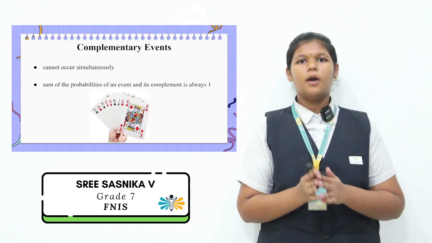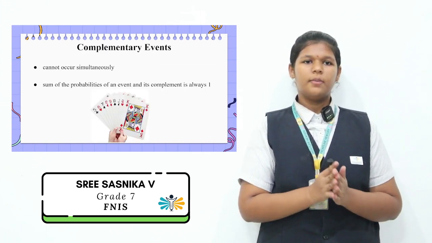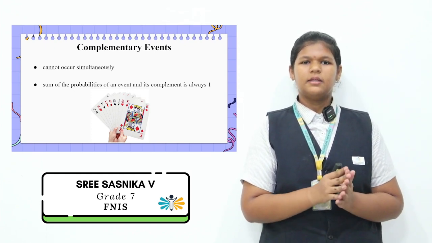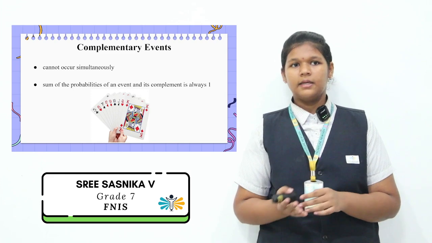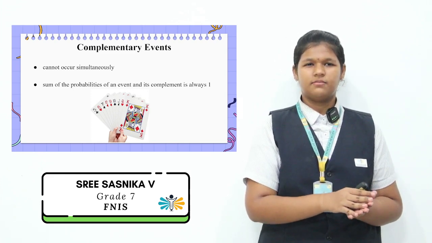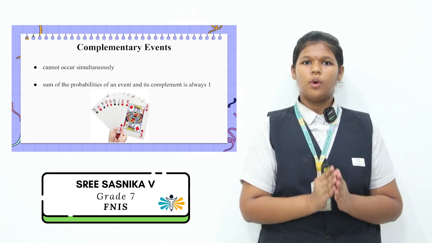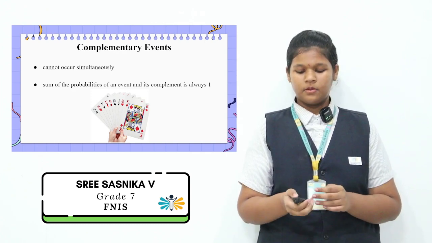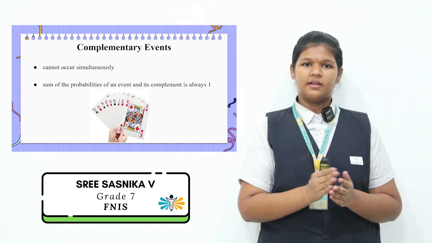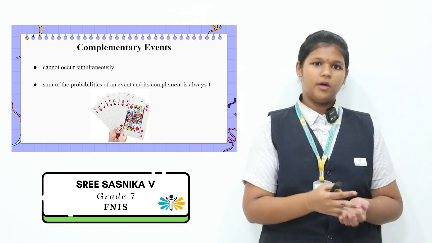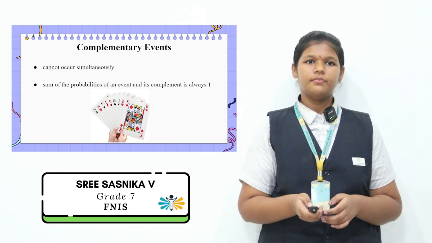Let's see about complementary events. Complementary events cannot occur simultaneously, and this is more complex than equally likely events. The sum of the probabilities of complementary events is always 1. For example, it will rain or not rain today, the student will pass the exam or not pass.